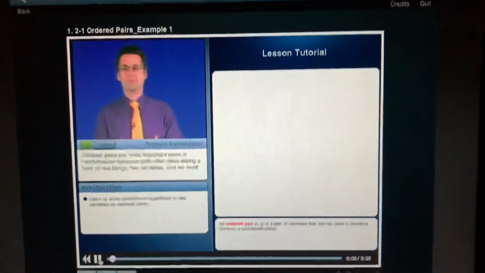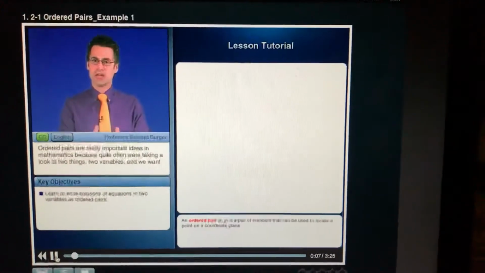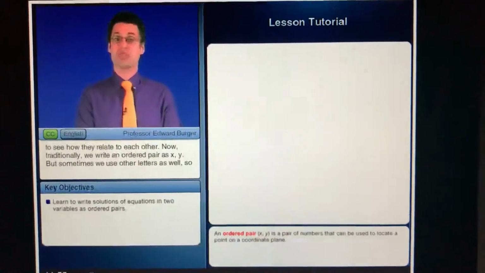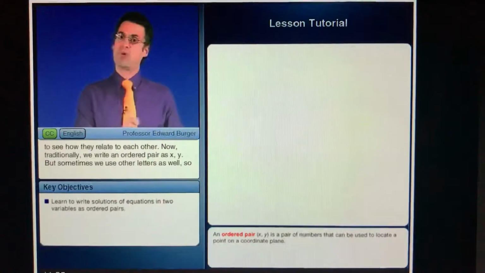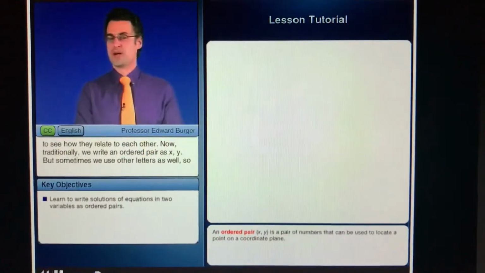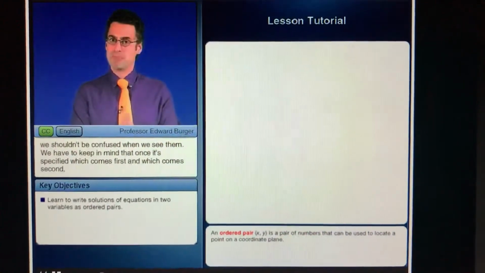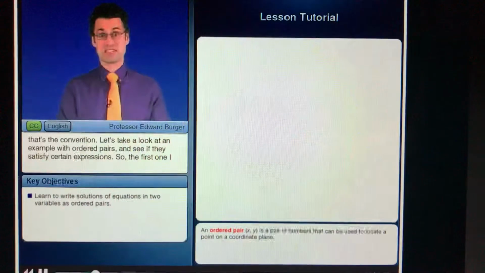Ordered pairs are really important ideas in mathematics because quite often we're taking a look at two things, two variables, and we want to see how they relate to each other. Now, traditionally, we write an ordered pair as x comma y, but sometimes we use other letters as well, so we shouldn't be confused when we see them. We have to keep in mind that once it's specified which comes first and which comes second, that's the convention.